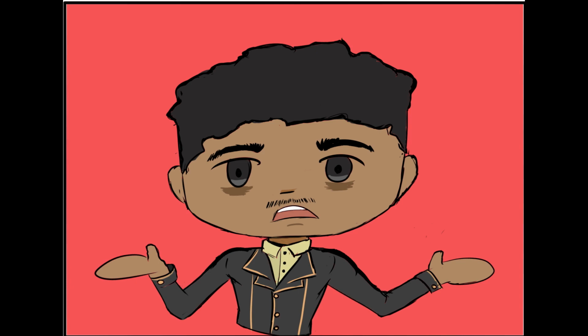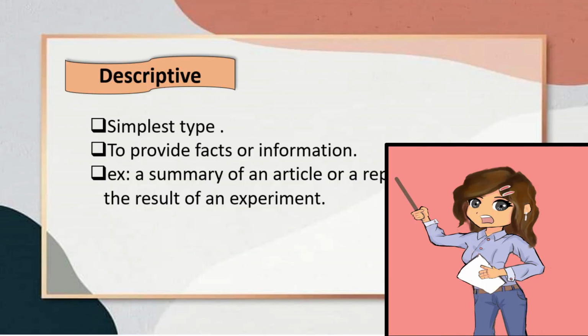So, here is a brief explanation of the types of academic writing. Descriptive is the simplest type of academic writing. Its purpose is to provide facts or information, and it is more a case of describing and identifying. An example of it would be a summary of an article or a report of the result of an experiment.